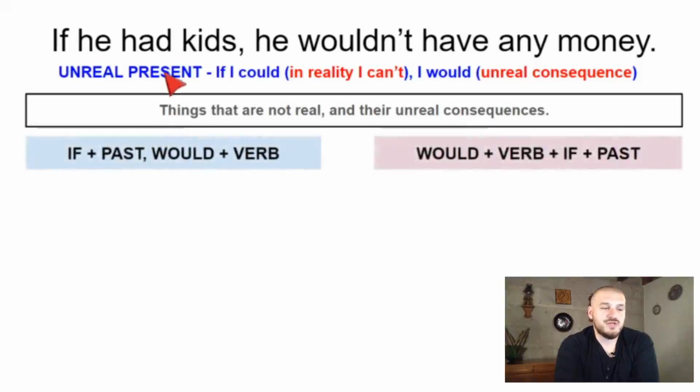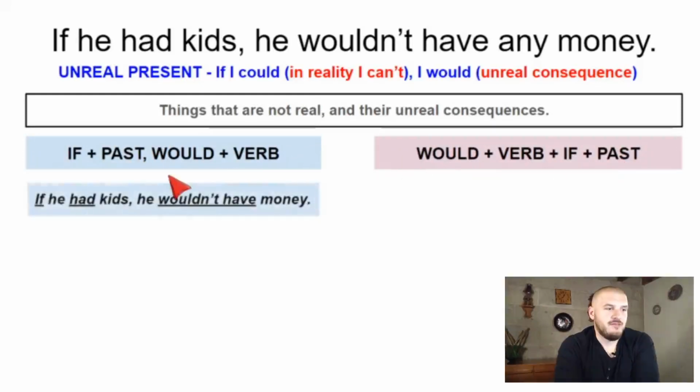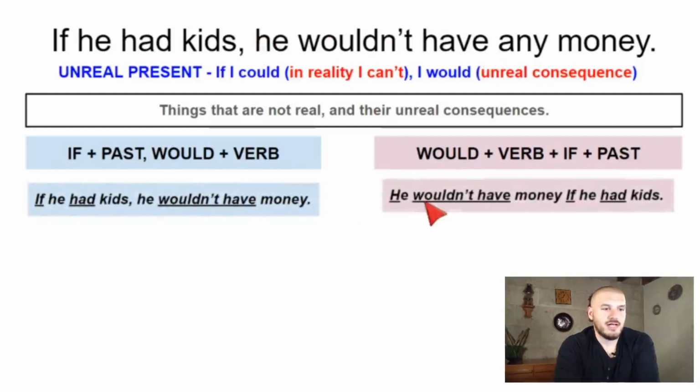So we can again use two different structures. If plus the past, would plus the verb. Or would plus the verb, if plus the past. So if he had kids, he wouldn't have money. This is this example here. Or I can change it, the different structure. He wouldn't have money if he had kids, okay?